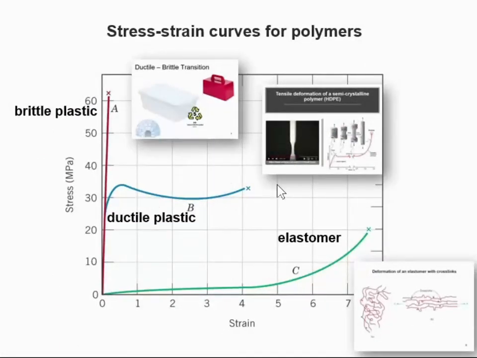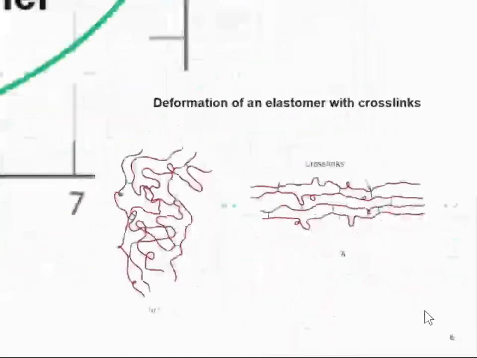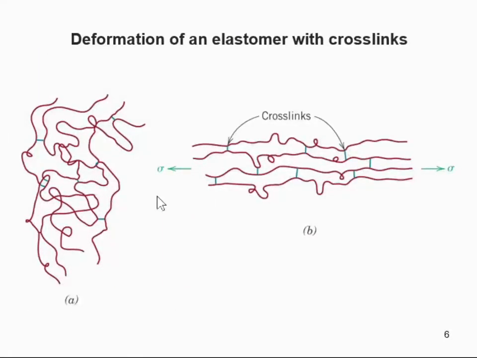All right, so that's sort of our plastic polymers. Let's go ahead and look at the elastomer. What's unique about the elastomer? With the elastomer, we have an amorphous polymer, and now though we've got some crosslinks.